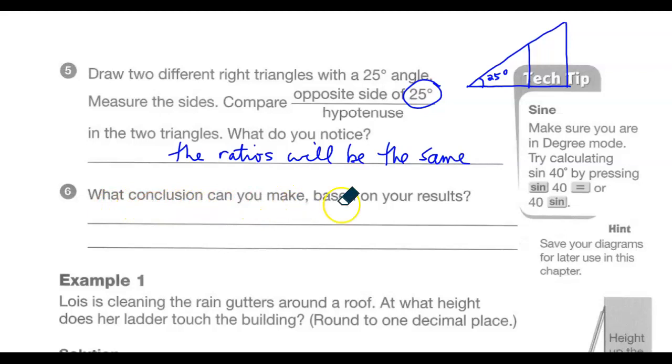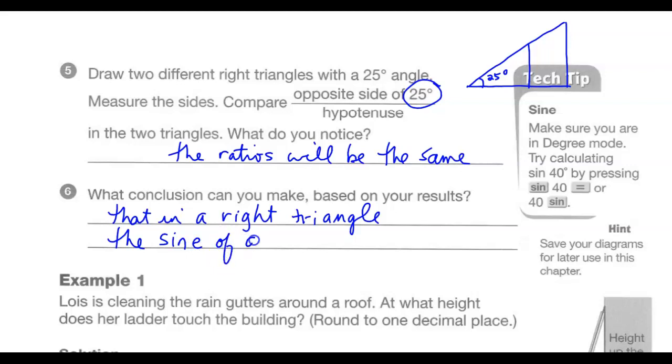So what conclusion can you make based on your results? That in a right triangle, it has to be a right triangle, the sine ratio, so the sine of an angle, is not SIGN, it's SINE. So it's always opposite over hypotenuse.